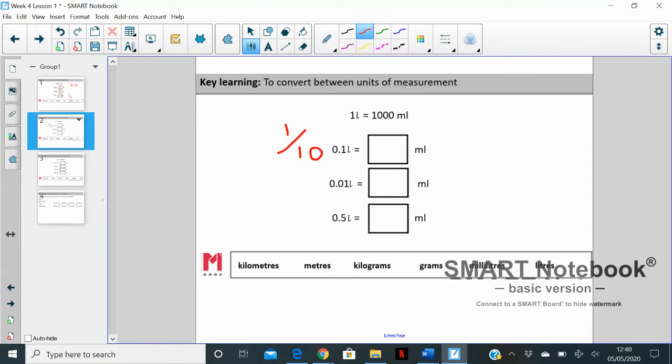So I need to find a tenth of a litre. That means I need to find a tenth of 1,000. So that means I'm going to have to divide by 10. Pause the video, use your knowledge of place value. What will 1000 divided by 10 be?